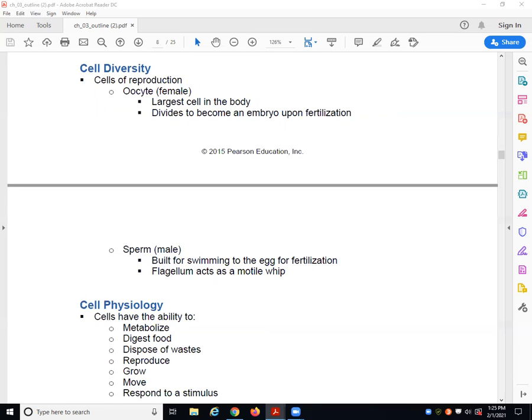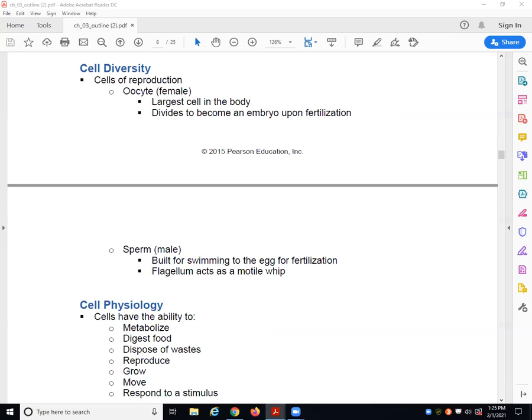And how do they do that? Through the flagella that we learned about before. It acts essentially as a whip that pushes the sperm cell forward. It gives it what we call motility, or movement.